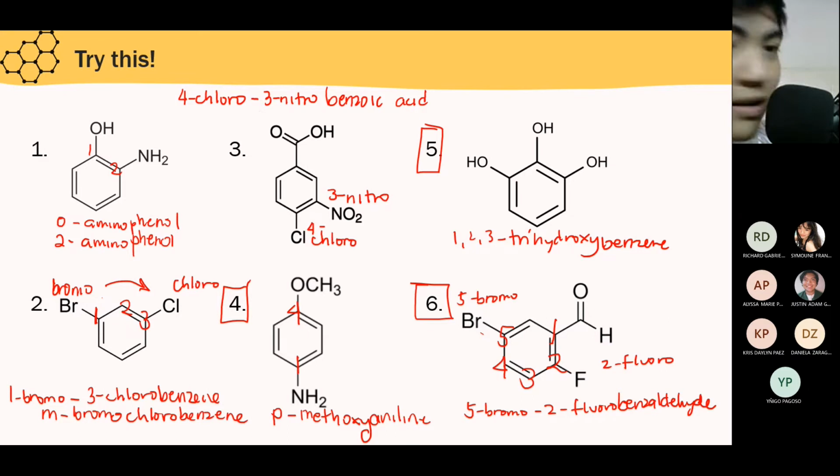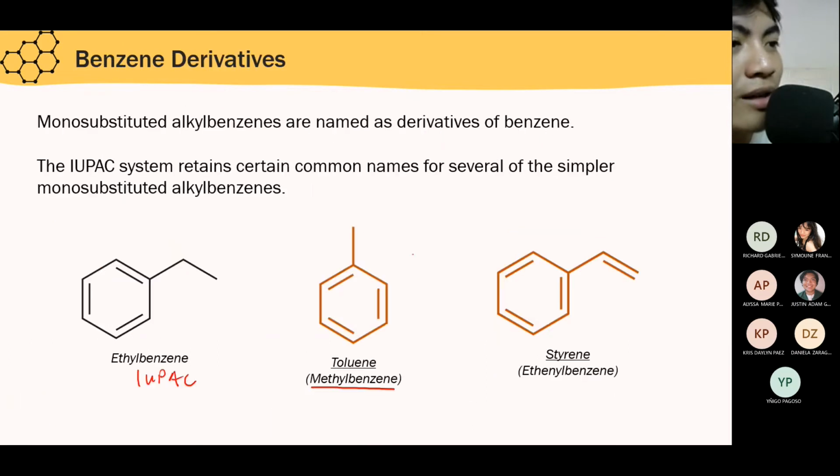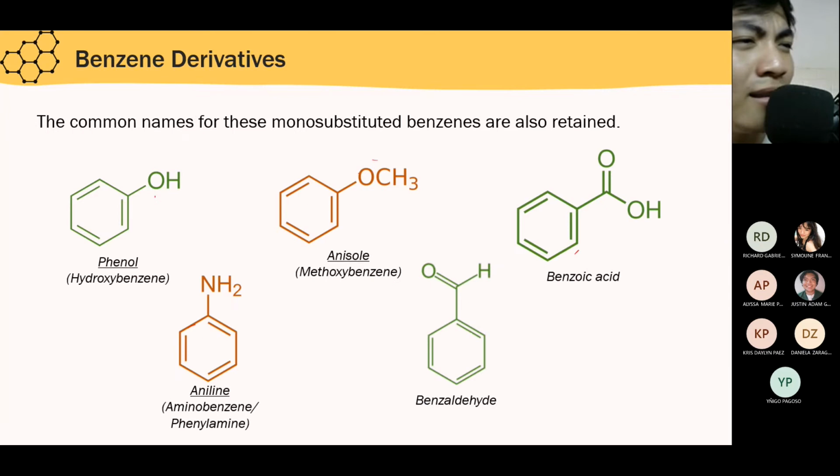So, basically, that's your nomenclature for your benzene derivatives. You just have to remember the common names, and once you recognize the common names, then you just name the substituents as is. Very simple lang. So yan, tapos na tayo sa ating session today. For monosubstituted benzene, you have the common names, and you have to memorize them: toluene, styrene, phenol, anisole, benzoic acid, aniline, and benzaldehyde.